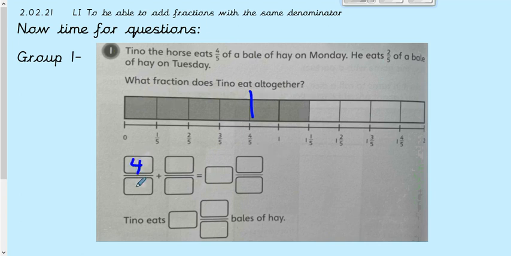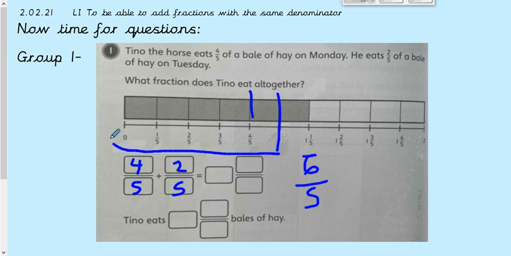So 4/5 add 2/5. Now they want it as a mixed number. As an improper fraction, it would be 6/5. But we can see here, if this is 1 whole and it's 1 extra, we know it's going to be 1 whole and 1/5 extra. You can actually see it there because it goes up to that point, which is 1 whole and 1/5.